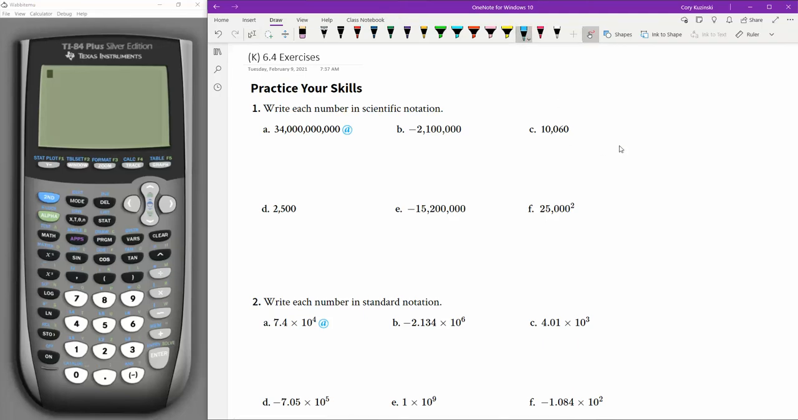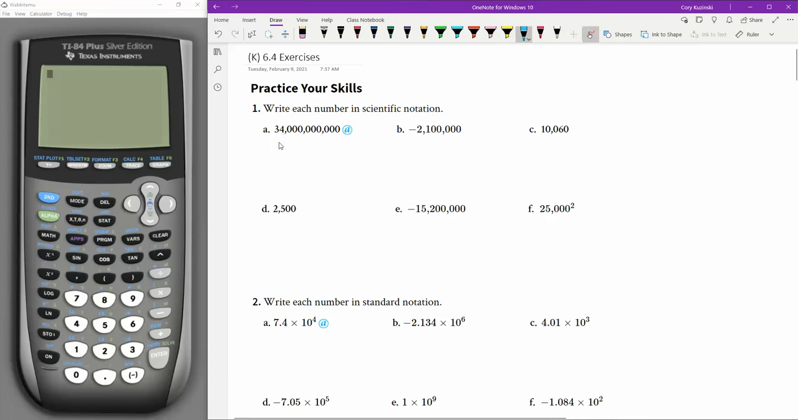We're going to do the practice your skills problems from section 6.4 of our book, which is scientific notation for large numbers. So we're going to write each number in scientific notation. So we got this huge number, 34 billion is how it's read.